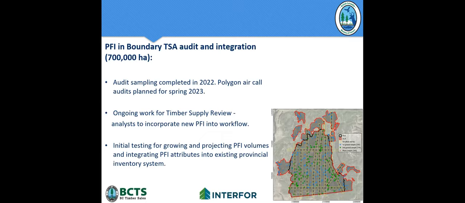So just an update on this project. It's been a four-year project, so a lot of development and a lot of time has gone into this. We completed an audit sample to evaluate this final product. That was completed in the fall of last year, 2022. And we have one more audit program planned for the spring of 2023, which is going to focus on the polygon level accuracy assessment. The audit samples from 2022 were single point fixed radius plots, and so we have audits for those, and subsequently we'll be looking at the polygons this spring.